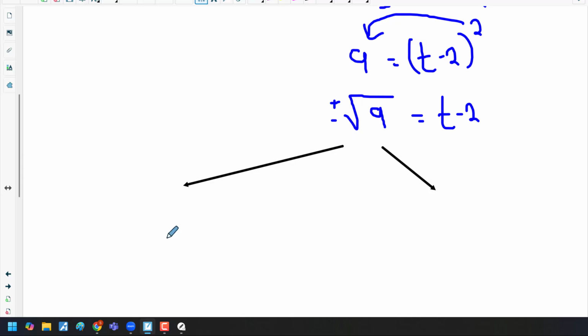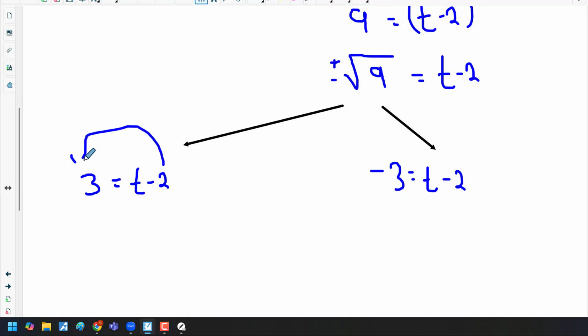So square root of 9 is 3, so you have positive 3 is equal to t minus 2. We have -3 equal to t minus 2. Then you just bring this over. And here you're going to have t is equal to 3 plus 2, which is 5.